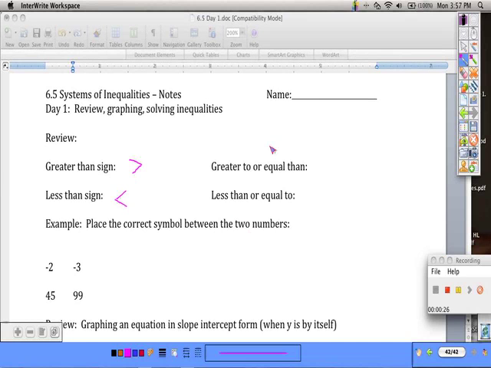And greater than or equal to is going to be opening to the left with a line underneath it. That's the or equal to part. So there's less than or equal to. Pause the video, take a second to put the correct symbol between these two pairs of numbers. -2 is greater than -3, and 45 is less than 99.